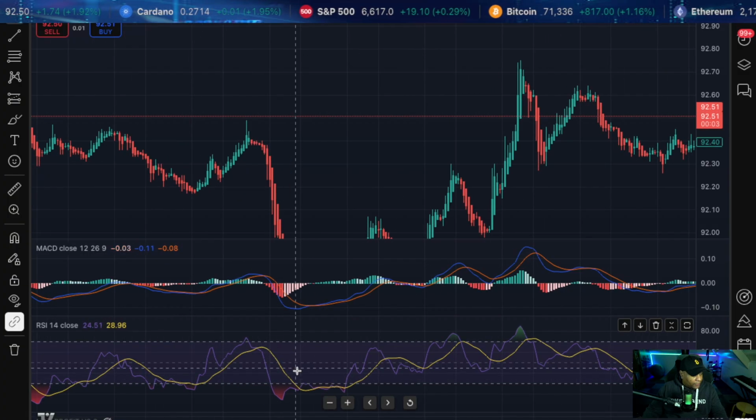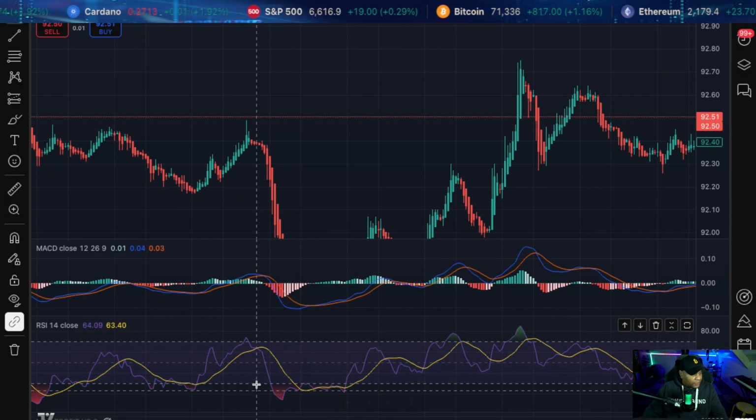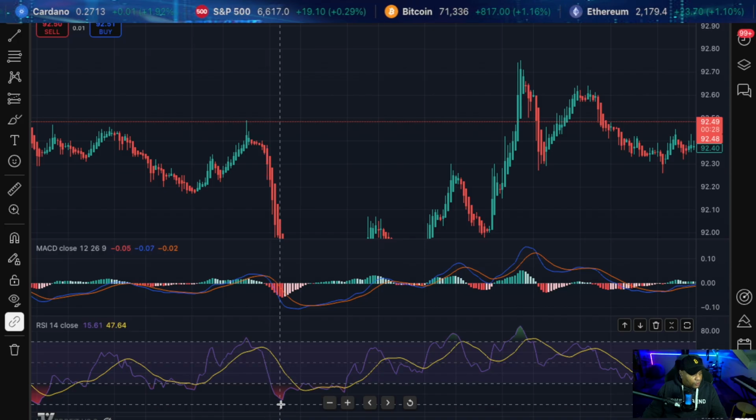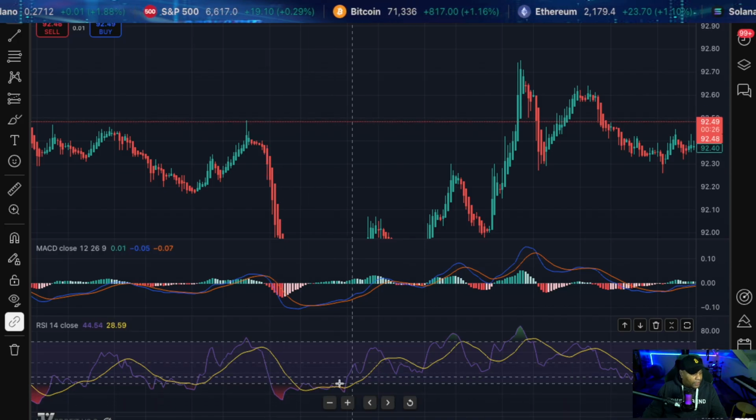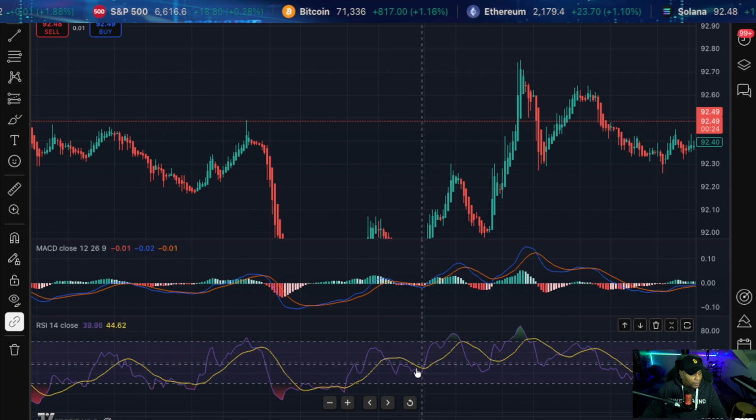If we go a little bit back here, we have, for example, that it's red. So here it says that it's oversold, and then the price tends to go up again. You can see the yellow signal line going upwards.